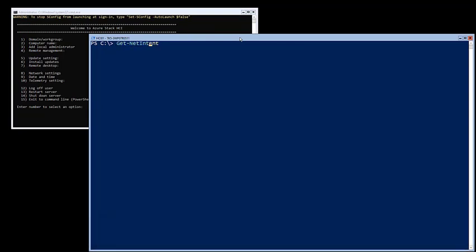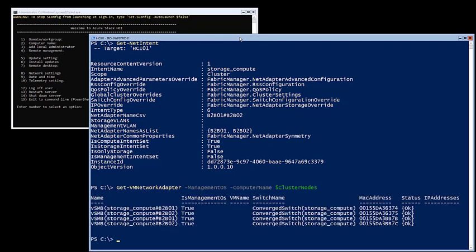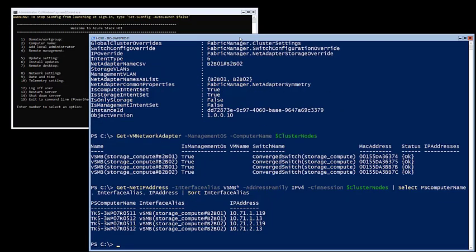Looking at the screen, I run the Get-NetIntent command to observe the intent we have deployed on our system. The name of the intent is storage_compute, and we have two adapters, namely B2B01 and B2B02, deployed in the intent on each host. Having looked at this, I now run the Get-VMNetworkAdapter and Get-NetIPAddress commands to check the vNIC setup and their respective IP addresses in our intent.